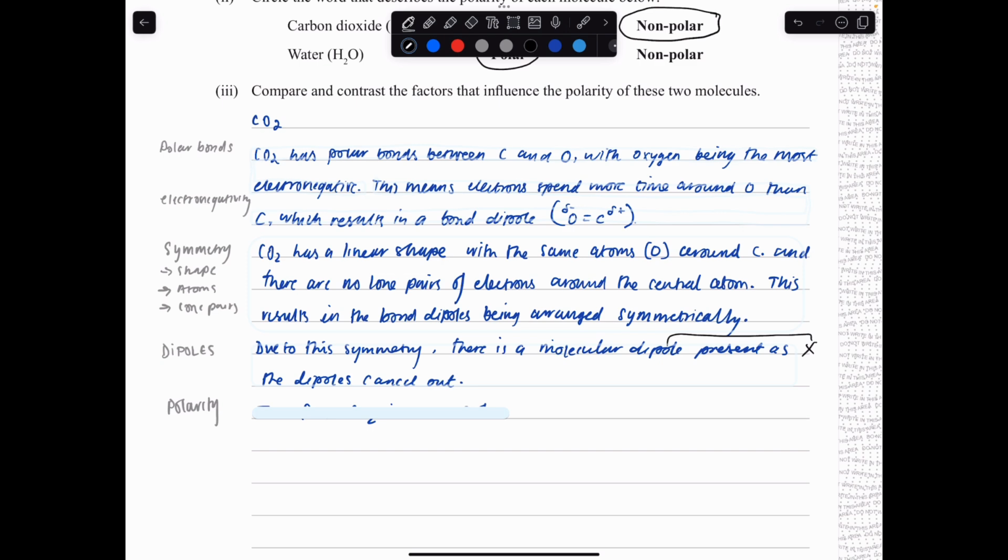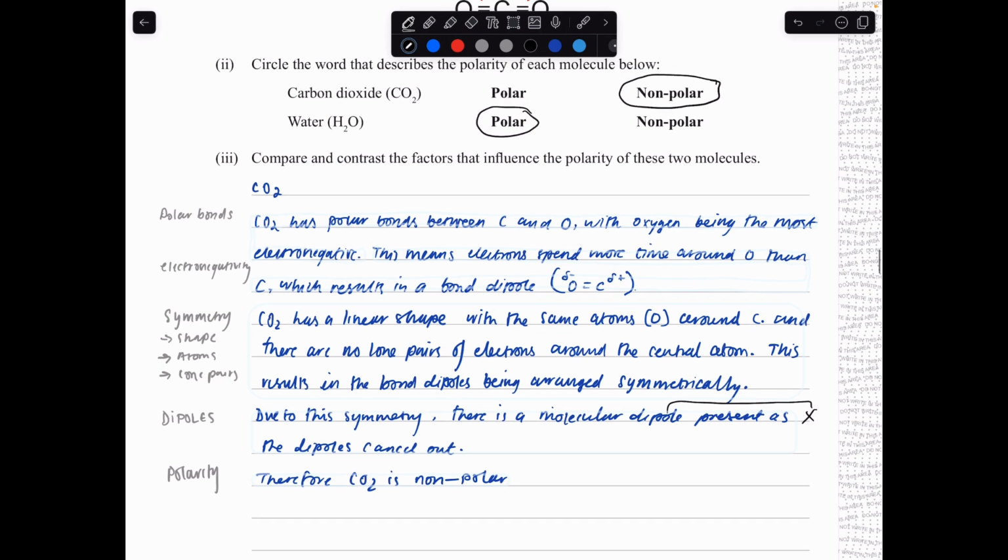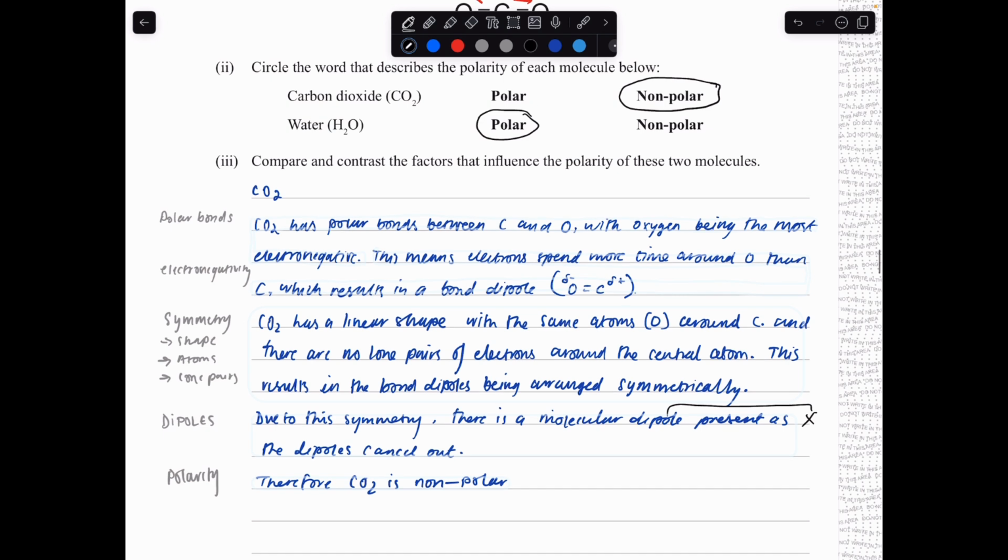Okay, so because there's no molecular dipole, the dipoles actually cancel out, as I've shown you before. Therefore, CO2 is non-polar. Okay, so these are the things you'd kind of have to mention for any polarity question. Use this template. Strongly recommend.